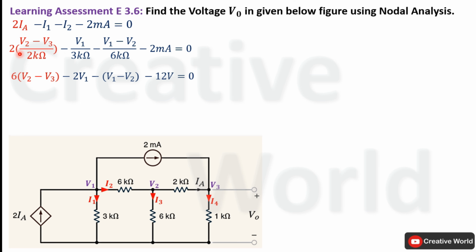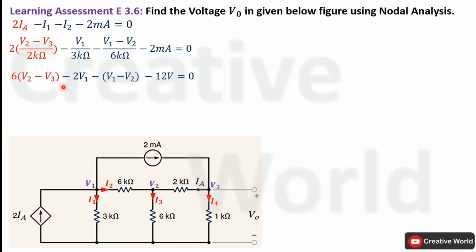Product of 6 kilo ohm and 2 into V2 minus V3 divided by 2 kilo ohm will become 6 into V2 minus V3. The 6 kilo ohm will cancel out with 2 kilo ohm in denominator. Only 3 will be left and that 3 will multiply with 2 and it will become 6. Similarly, here 6 kilo ohm will cancel out with 3 kilo ohm in denominator. The answer will be 2 and that 2 will multiply with V1. It will become 2V1. Here 6 kilo ohm will cancel out with 6 kilo ohm in denominator. Only V1 minus V2 will be left. And at the end product of 6 kilo ohm and 2 milliampere will result in 12 volt.